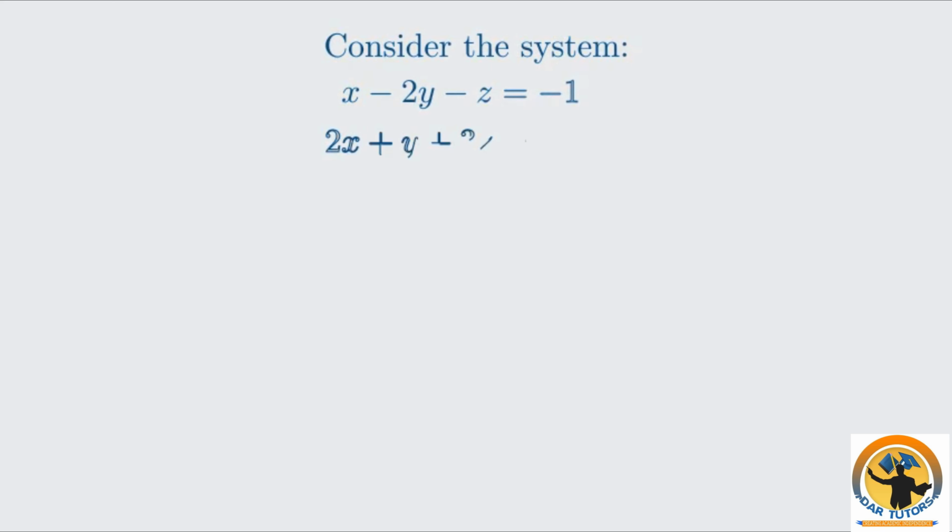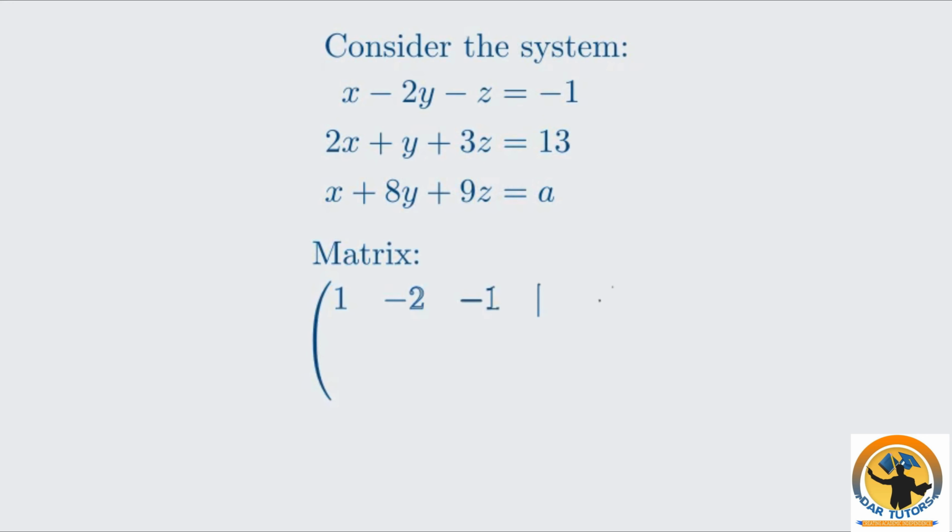Let's work through a more complex example, which is typical of IB HL questions. We'll consider a system with a parameter. Consider the system x minus 2y minus z equals -1, 2x plus y plus 3z equals 13, and x plus 8y plus 9z equals a, where a is a real number. The augmented matrix is 1, -2, -1, -1 in the first row, 2, 1, 3, 13 in the second, and 1, 8, 9, a in the third.